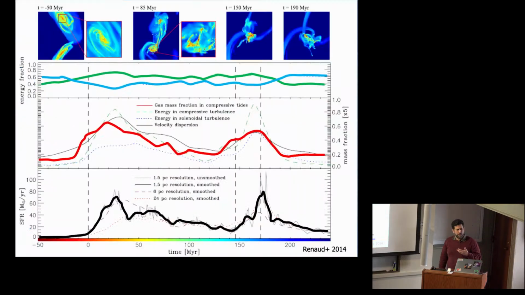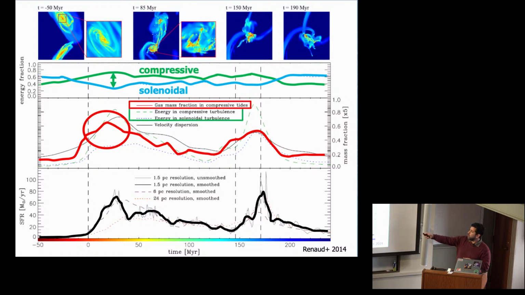And this idea was first made popular in 2014, a paper by Florent Renaud et al. This is a merger simulation of the Antennae galaxy. And what they see is that right around the time of the first pericentric passage, the ratio of compressive modes to solenoidal modes, which started out in equipartition when the galaxies were in isolation, that flipped. When that flipped, that led to an enhancement of gas undergoing fully compressive tidal forces, as opposed to both compressive and expansive tidal forces.